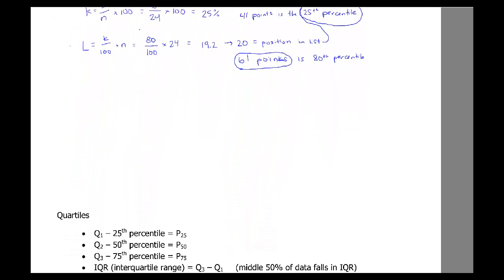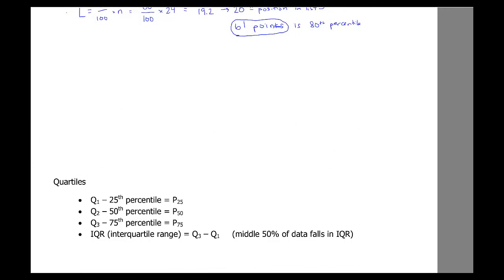So you'll see at the bottom of the page there's information about quartiles. Quartiles are just specific percentiles. So quartile 1 is the 25th percentile, 2 is the 50th, which is also the median, and 3, the third quartile, is the 75th percentile. And then we have an equation here for the interquartile range, which we're going to use to determine if we have any outliers. So let's go to the next page and look at an example using quartiles.